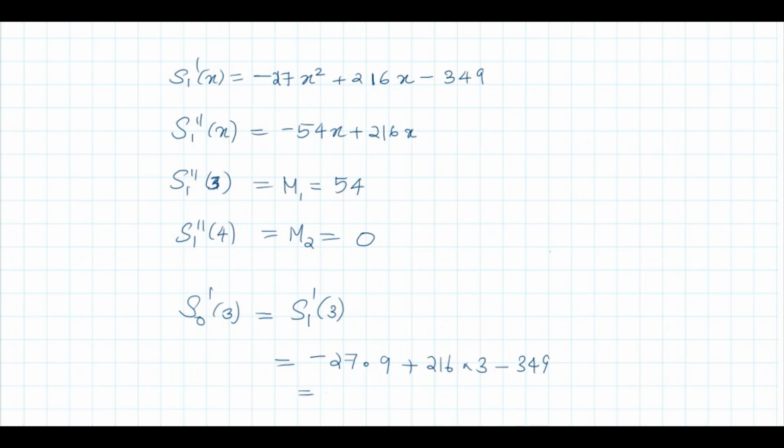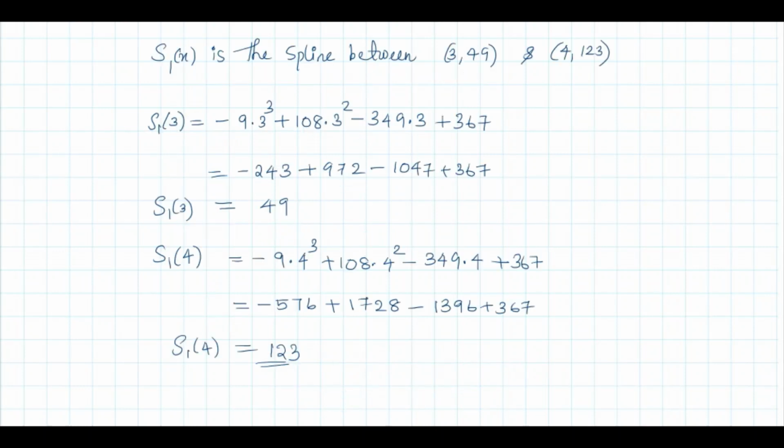7 into 9, 63. So it is minus 243 plus 648 minus 349. Okay, what is this value? 500, 580, 592, 648. It is 56. Okay, now what is S0 prime 3?